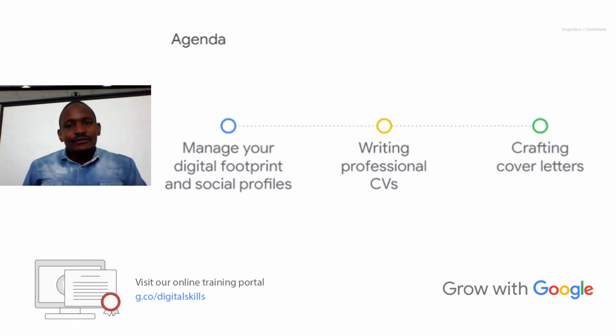And then we shall also look at how to use word processing software to construct your CV. That is basically on Google Docs, and save a digital document to cloud or to device, and attach a digital document to an email or application. How to upload a CV to a job searching platform, and to develop a structure. So our agenda will be divided into three. The first one will be how to manage your digital footprint and social media profiles. The second thing will be writing professional CVs, and the last thing will be how to craft your cover letters.